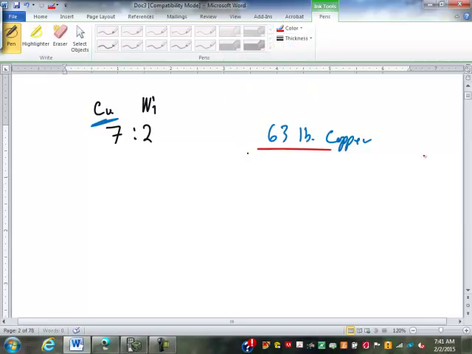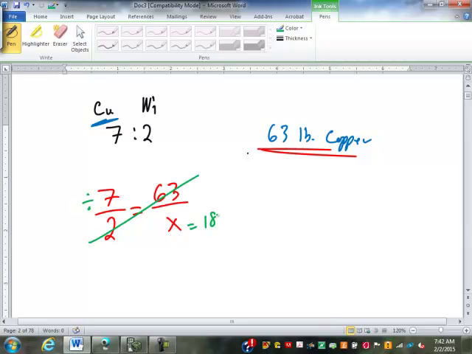So anyway, how are we going to set this up to figure out how much nickel we need to combine with 63 pounds of copper? 63 over X. We don't know what that is yet. And the 63 represents copper, so it's got to be 7 here over 2. So cross multiply and divide, we should end up with 18.